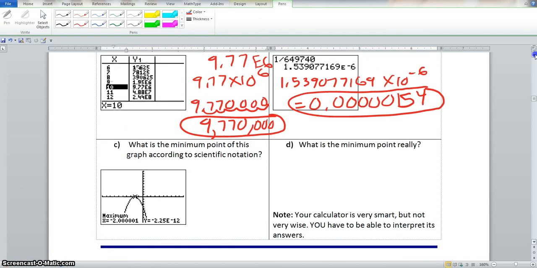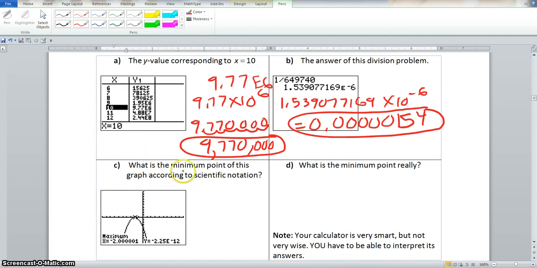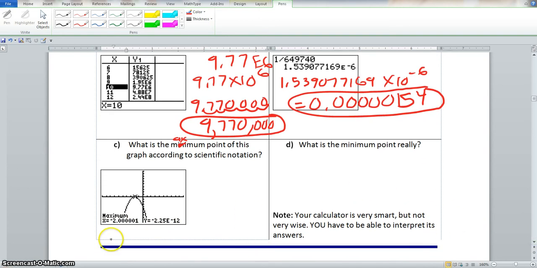Now, we scroll down here to C. It says, what is, now we should change this minimum to maximum. What is the maximum point of this graph according to the scientific notation? Now, if you notice here, our maximum value has the x value and the y value. So we can write them out as they appear, as an ordered pair. It'll be a negative 2.000, I think it's 5 zeros, 1. That'll be our x value.